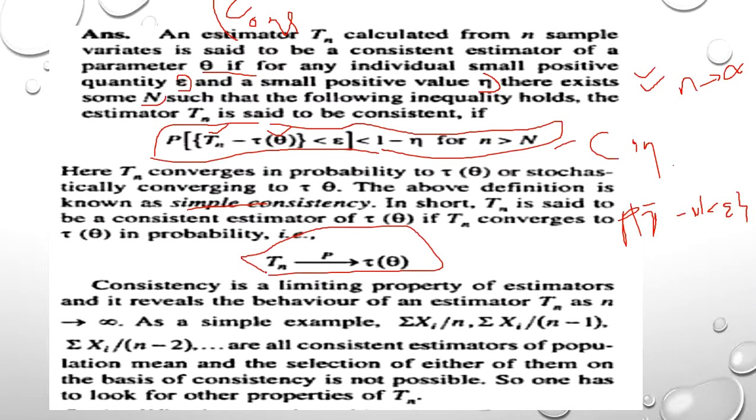Here you can apply one more result also. There are a lot of invariance properties, and we can discuss them in the consistency lecture. Consistency is a limiting property of an estimator and it concerns the behavior of the estimator Tn. For example, x bar and x bar by n minus 1 are both consistent estimators of the population mean, and we can discuss the selection of either of them. Now we can move to the examples.